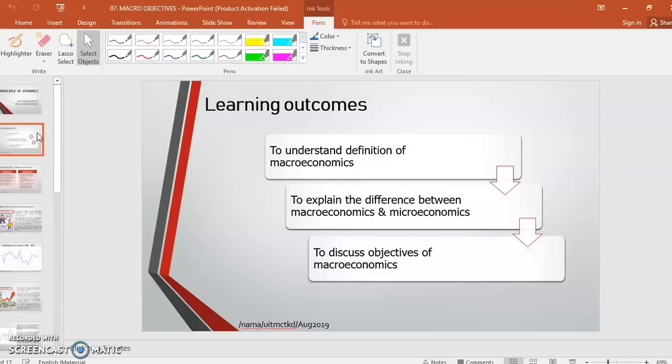At the end of this class, the student should be able to understand the definition of macroeconomics. Yang ni kita dah belajar masa chapter 1. Macroeconomics refers to a wider scope, the entire economy. And also you are able to explain the differences between macro and micro. Itu sama juga, dah belajar dah. And also to discuss the objectives of macroeconomics. So we want to focus on this subtopic.